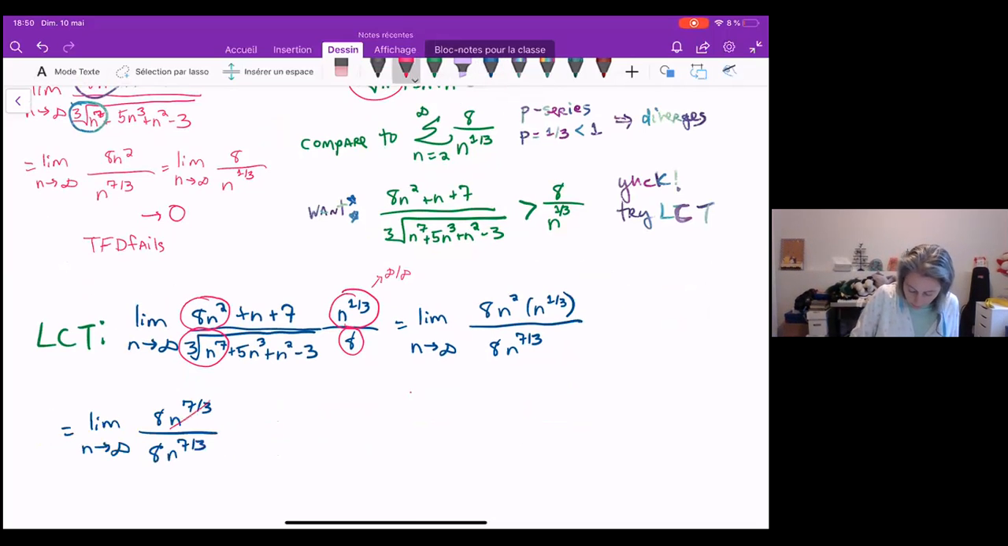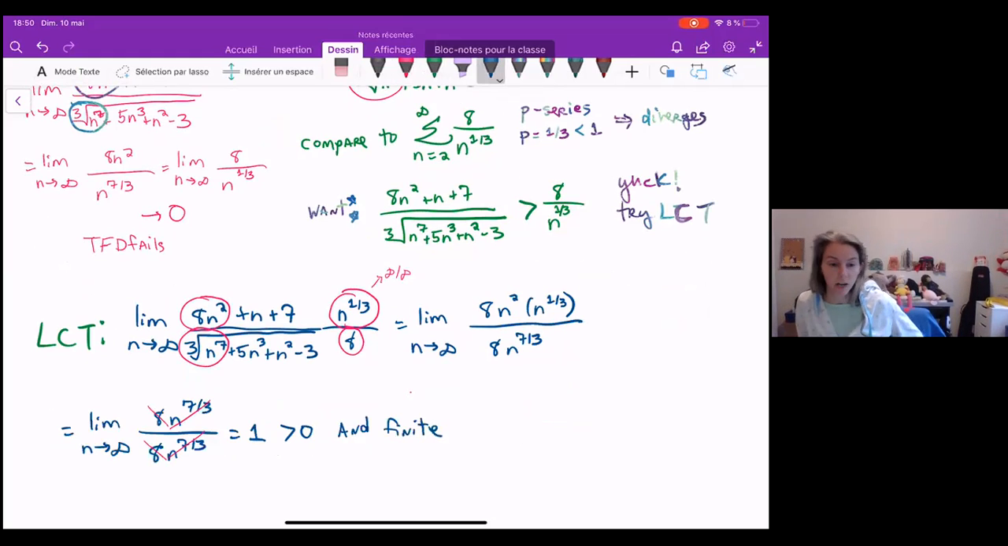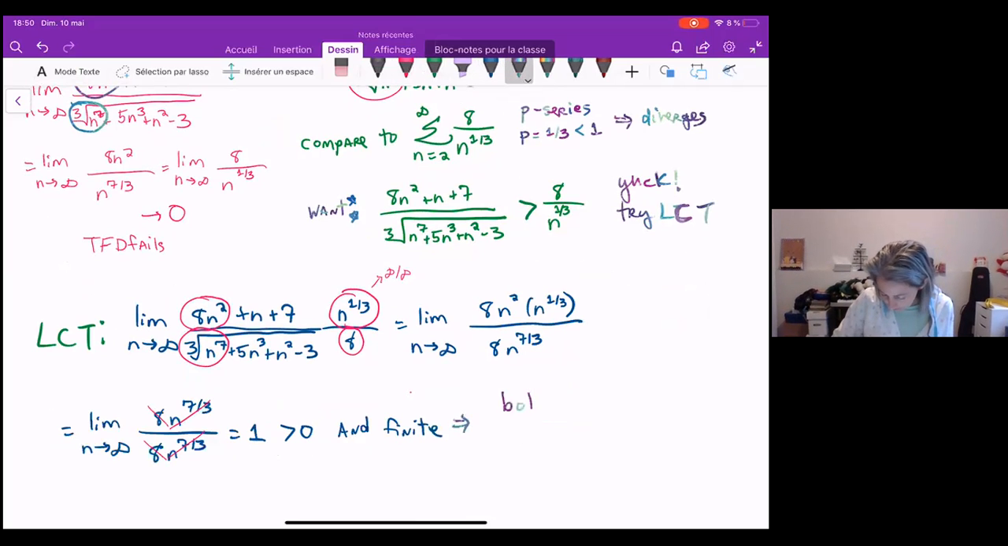And those n to the 7 over 3's cancel out, those 8's cancel out, and we get that this is just 1, which is indeed bigger than 0 and finite. It is not equal to 0, and it is not infinite. So what this tells me is both series are doing the same thing.